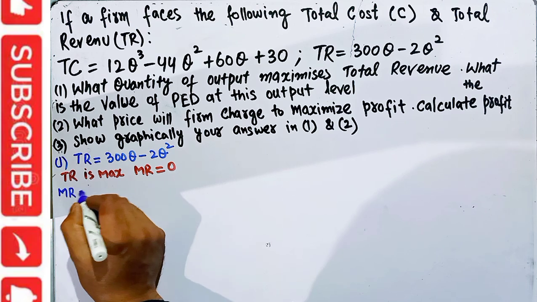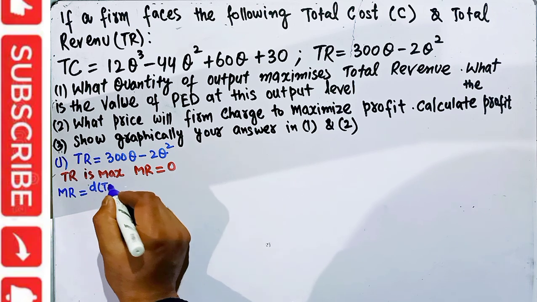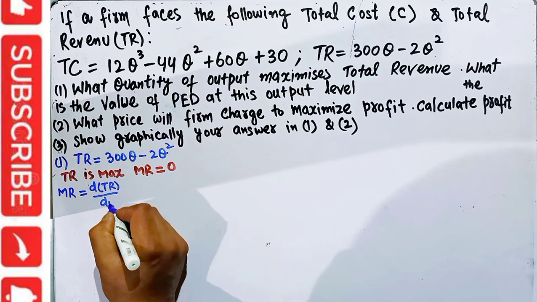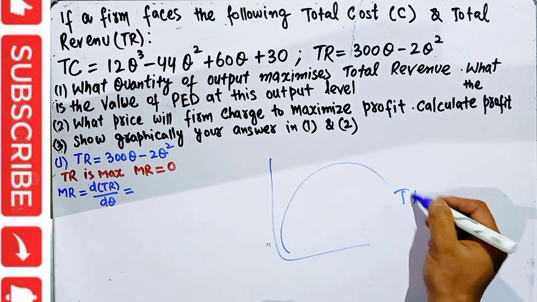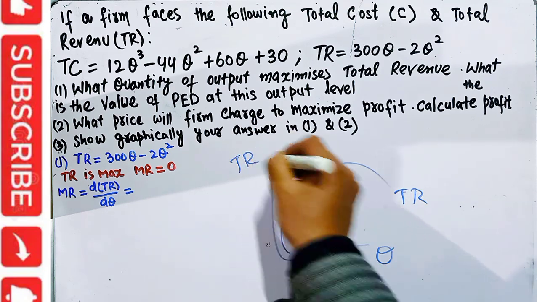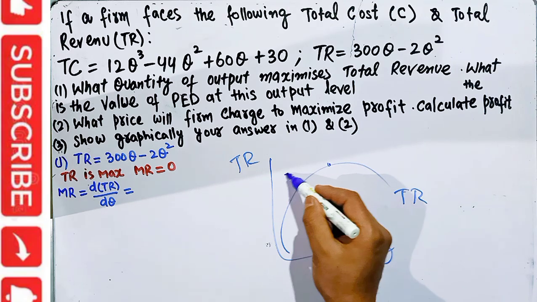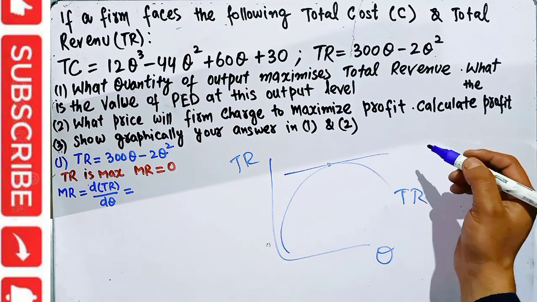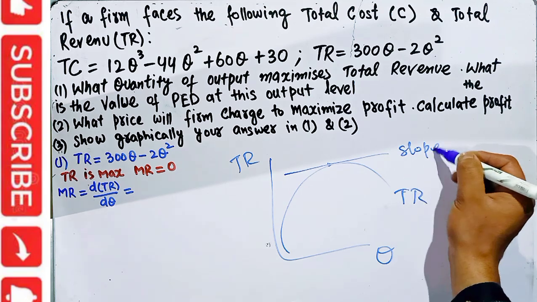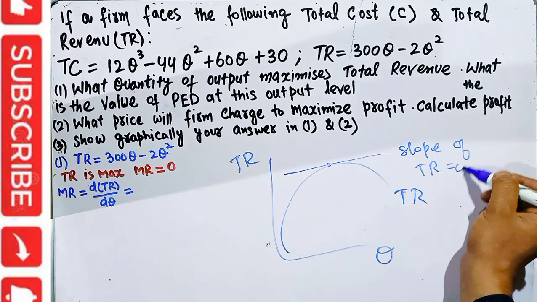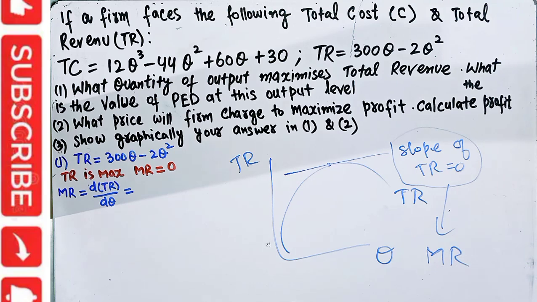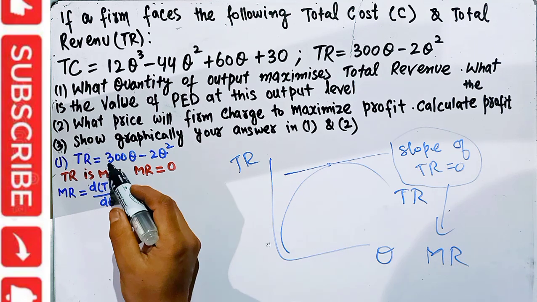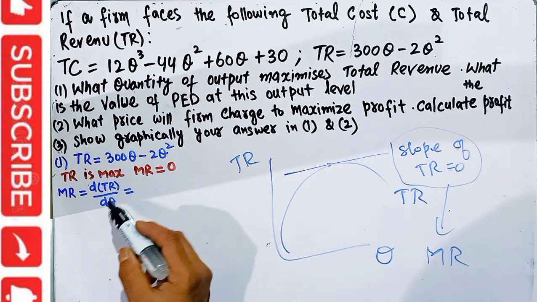Marginal revenue is simply the derivative of the total revenue function with respect to output. If this is a total revenue function, with output here and total revenue here, total revenue will be maximum at a point where the slope of the total revenue function is equal to 0. The slope of the revenue function is actually the marginal revenue. So marginal revenue is simply the derivative of the total revenue function with respect to output.